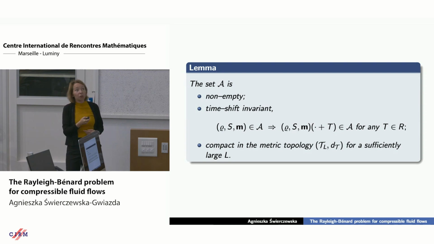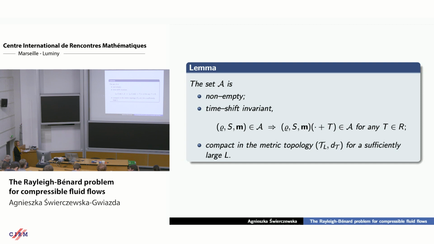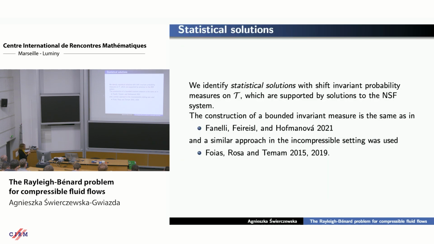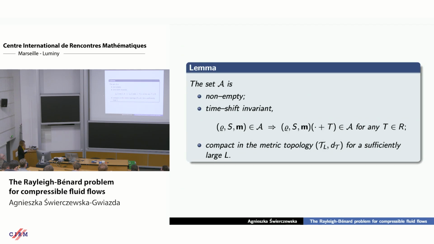And it is a subset of the trajectory space. So what can we show? We can show that this set is non-empty. This is time shift invariant. So it means that if this belongs to the set, then for any t, this will also belong. And this is compact in the metric topology for a sufficiently large L. So this will be a complete metric space with an appropriate metric. Do I put it on the slide? No, I'm sorry, I don't remember what I put exactly in the slides. Anyway, we have the metrizable topology, so nothing surprising with how we define this metric.